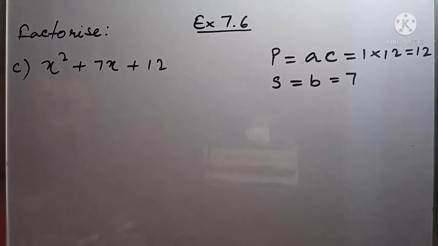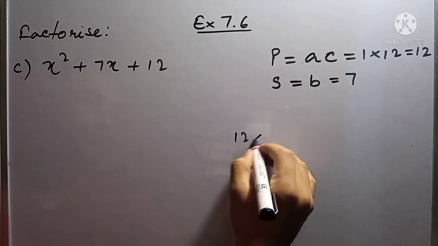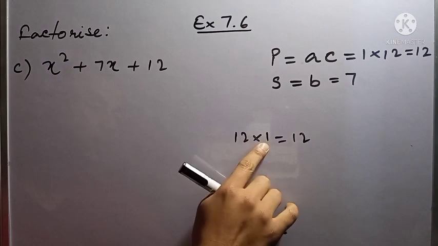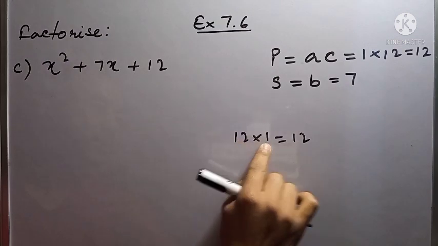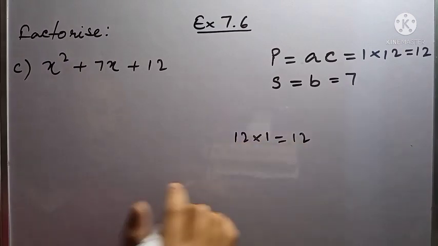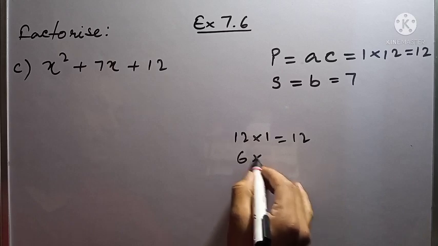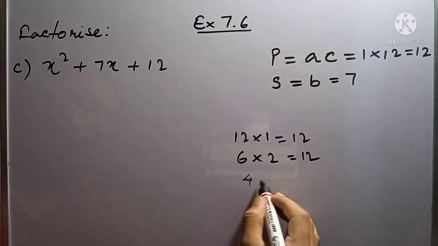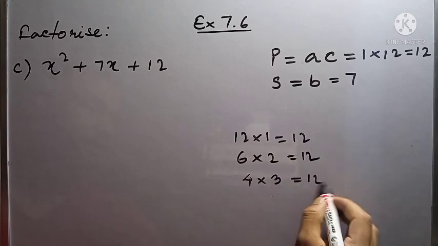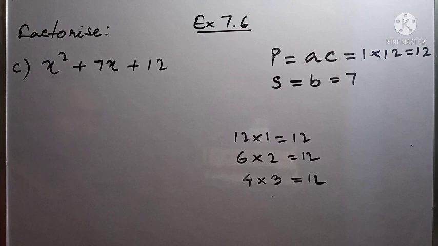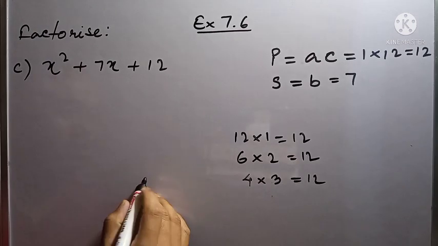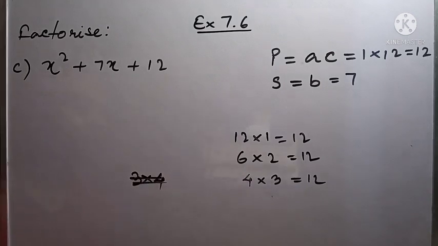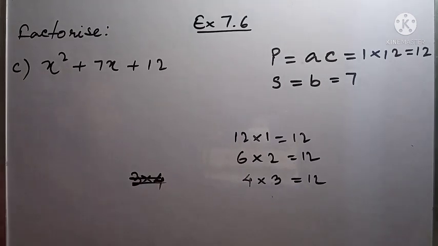Okay, I'll write here one by one. Let us see. 12 into 1 is 12. 12 and 1. When we multiply, we get here 12. And again, if I multiply 6 and 2, this also I get 12. 4 and 3. 4 into 3, how much I get? 12. Any other pairs? As I have taken here 4 into 3, you don't need to write here 3 into 4. 3 into 4, 4 into 3, there is no difference. Okay, so these are a pair of the numbers.